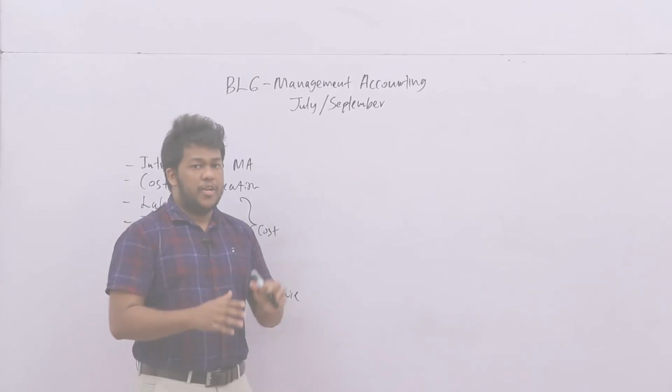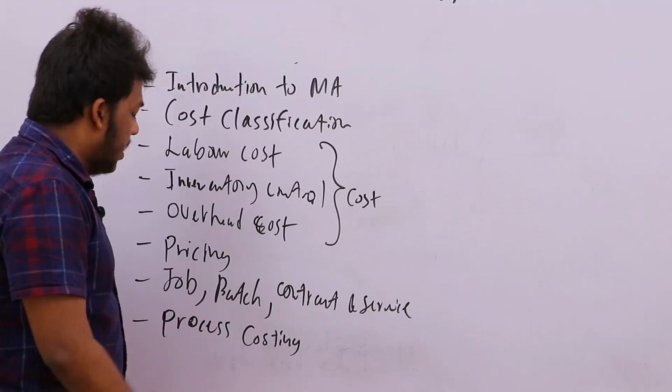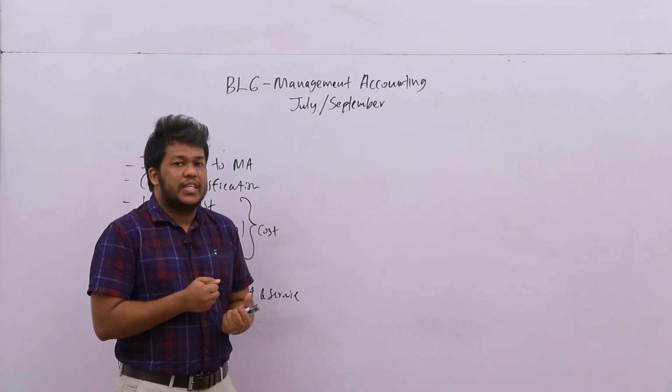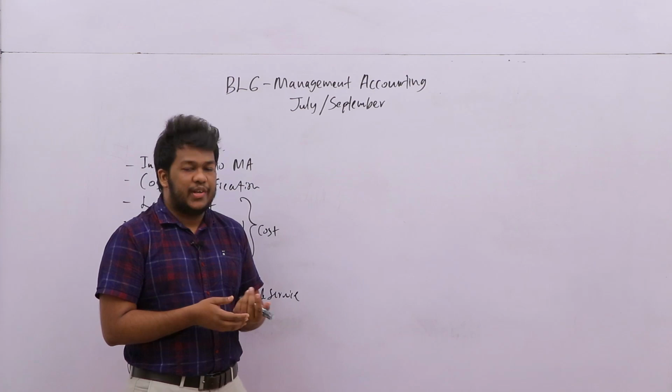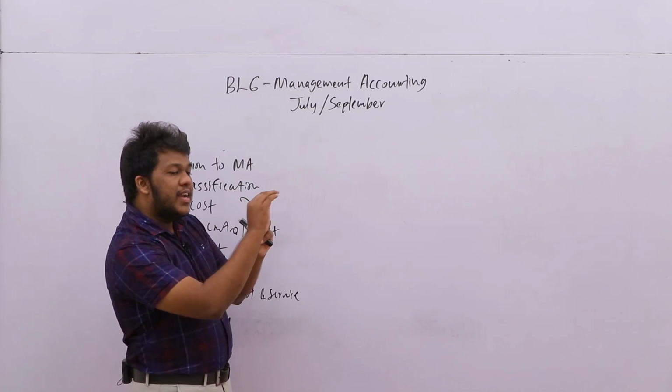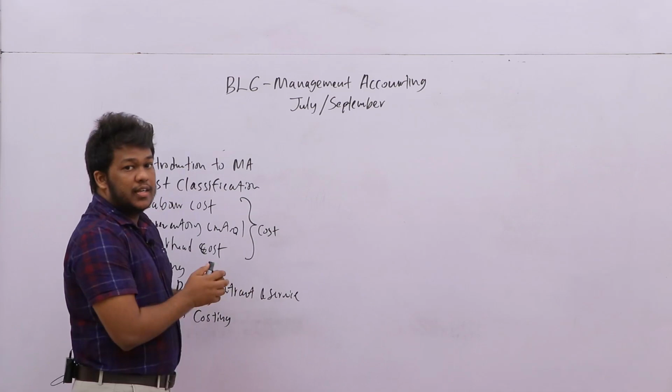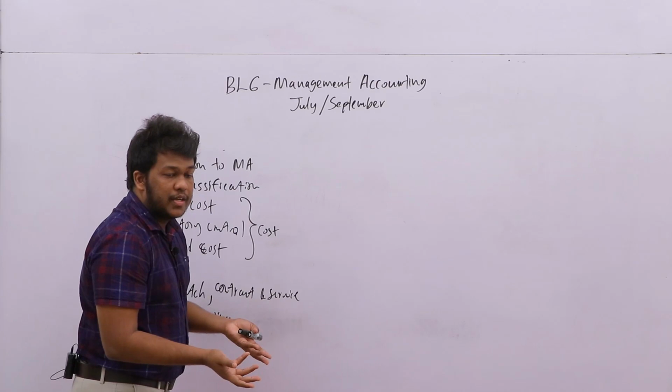So in process costing, you will be learning about production that goes through a process. Let's say you are manufacturing petrol, diesel and everything through one process. After one point, you divide these into different types of products. When you do that, how do you calculate the cost of each product, the cost of the petrol, the cost of the diesel, likewise? How to do that? This is process costing.